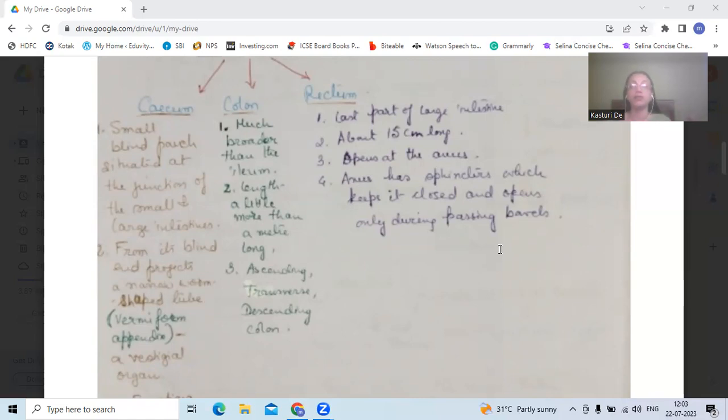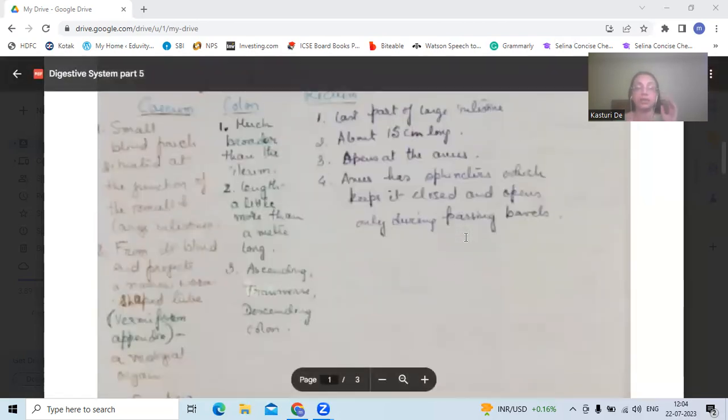Okay, and from its blind end projects a narrow worm-like structure. Okay, worm-shaped tube-like structure, which is known as vermiform appendix. Okay, it's a vestigial organ for humans, but in other animals, it is functional. But for humans, it is a vestigial organ, we do not have any function of this. And if it is inflamed, it causes appendicitis, and it's a great pain which one experiences if one has this appendicitis. Okay? So this is the part of the cecum.